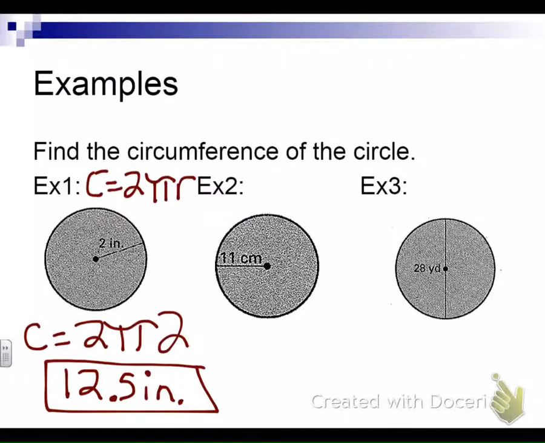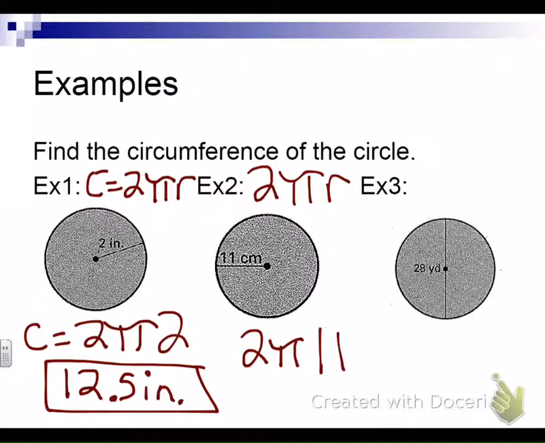Okay, example 2. Is this the radius or diameter? Radius. So I'm going to use 2 pi r. In my calculator, 2 pi 11. And what does that give me? 69.1 centimeters. Round to the nearest tenth.